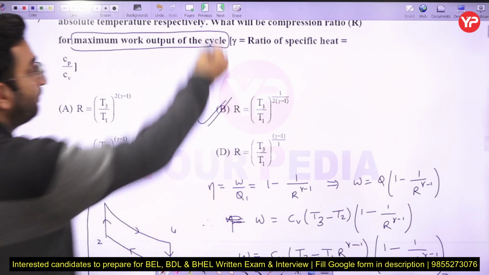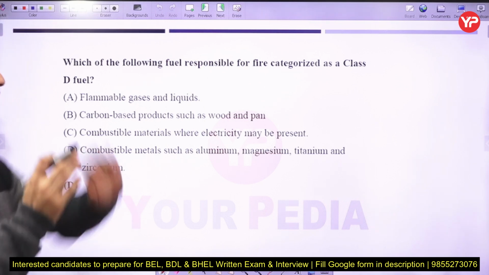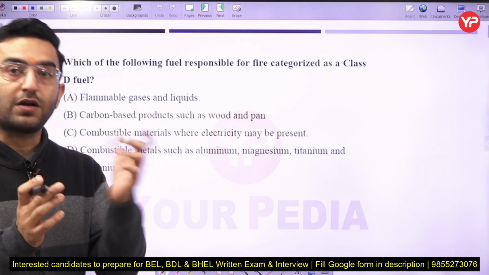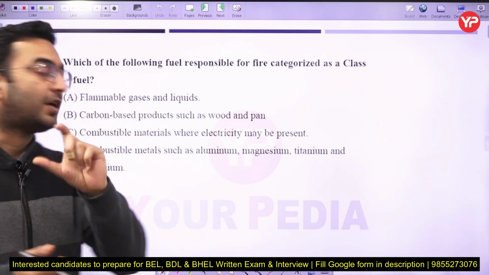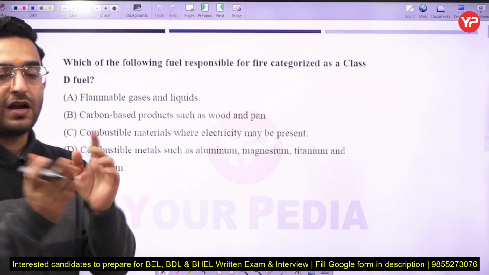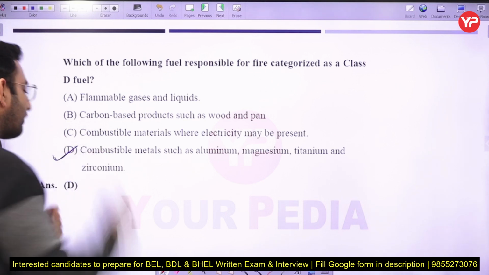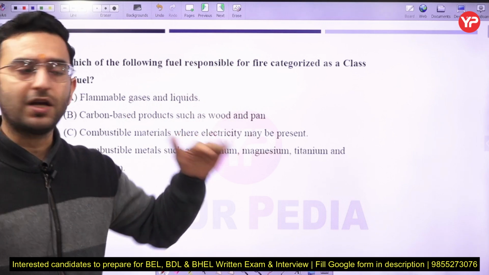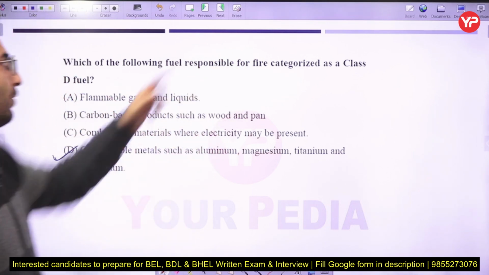The next part is, which of the following fuels is responsible for a fire categorized as a class D fire? See, there are different classes to categorize fire on the basis of the combustible material. Whenever we are defining class D, the combustible material basically consists of some metals like aluminum, zirconium, like that. So option number D is going to be the correct one. Generally there are different classifications: class A, class B, class C and class D, and in all the classes the combustible material is different. So you have to remember that only.